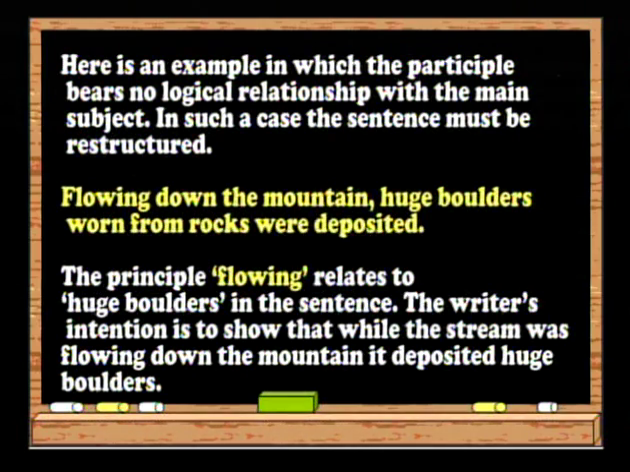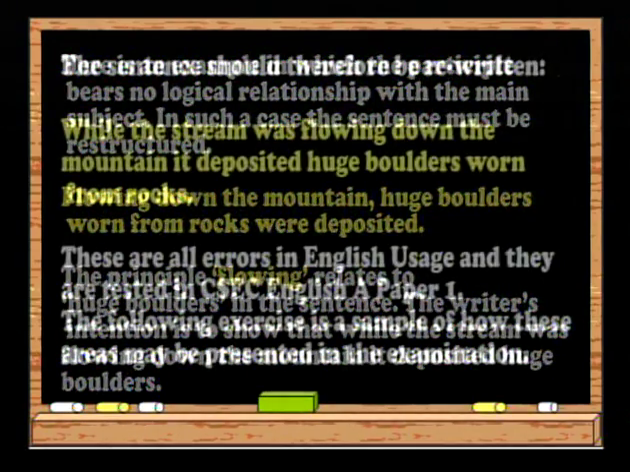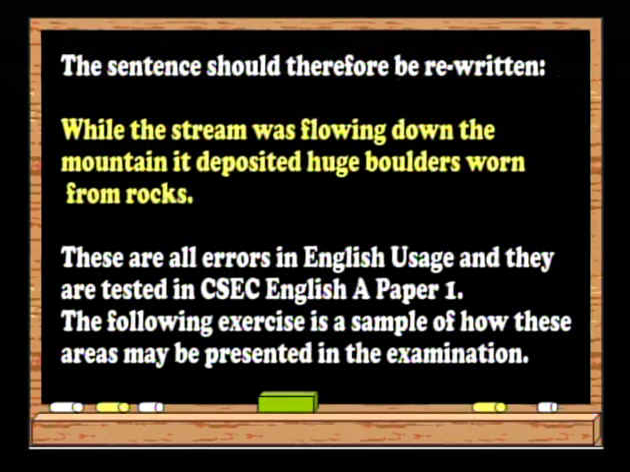Flowing down the mountain, huge boulders worn from rocks were deposited. The participle flowing relates to huge boulders in the sentence. The writer's intention is to show that while the stream was flowing down the mountain, it deposited huge boulders. The sentence should therefore be written: while the stream was flowing down the mountain, it deposited huge boulders worn from rocks.